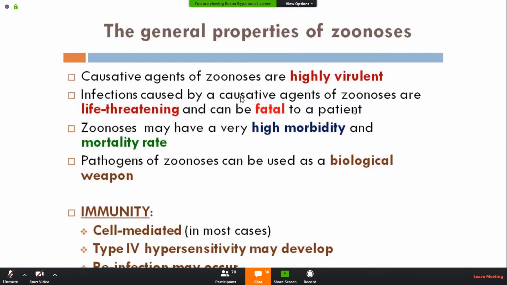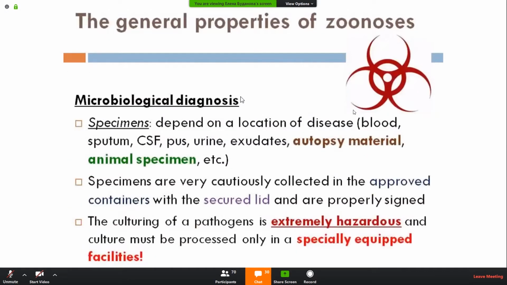Well, microbiological diagnosis. Choosing the specimen depends on the location of the disease and on the symptoms. In all these cases, specimens can be taken cautiously, and they must be placed in approved containers with a secure lid, properly signed, and transported immediately to the laboratory. Working with these pathogens is extremely hazardous, so it should be done only in specialized laboratories, which are specially equipped for working with these parasites.